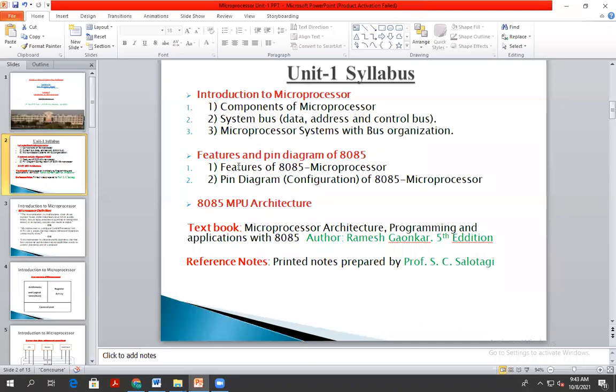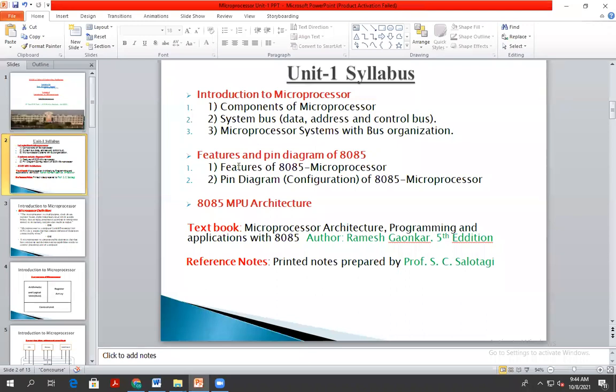In yesterday's topics, I covered a brief introduction to the microprocessor. In that, I covered the components of the microprocessor. After that, I covered the system bus. In that, the data bus, the address bus and the control bus we covered, and also how the system bus is connected with all the components of the microprocessor, and along with that, the features of the microprocessor we covered yesterday. I gave a minimum of 10 to 12 points as features of the microprocessor.